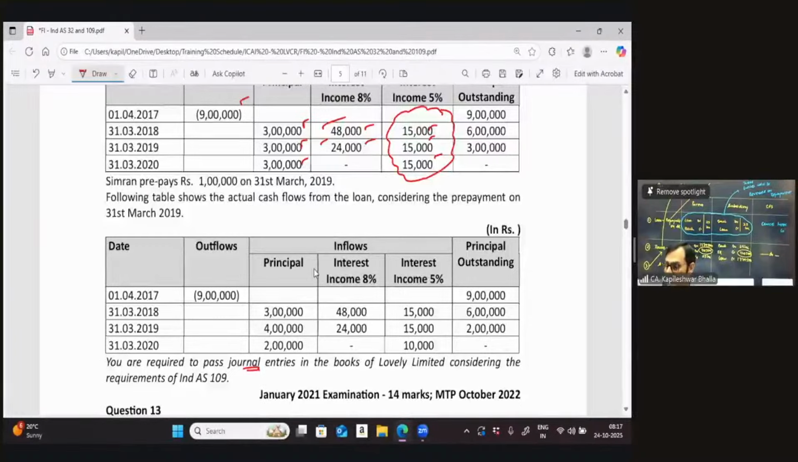But he says Simran prepays a loan of 1 lakh rupees on March 19. So the loan was taken in March 17, and 2 years later, there has been a prepayment of 1 lakh. The following table shows the actual cash flows. Previously, it was the expected cash flow. Now he's giving you information about the actual cash flows, considering the prepayment on 31st March 19.